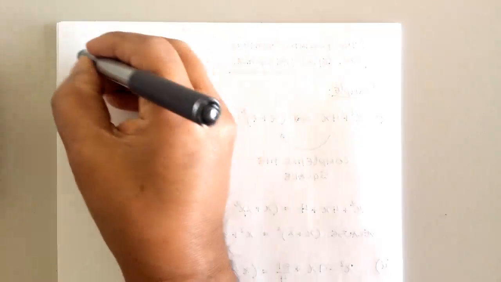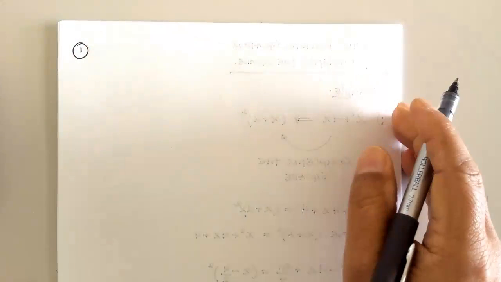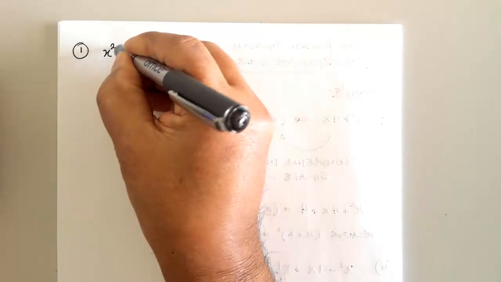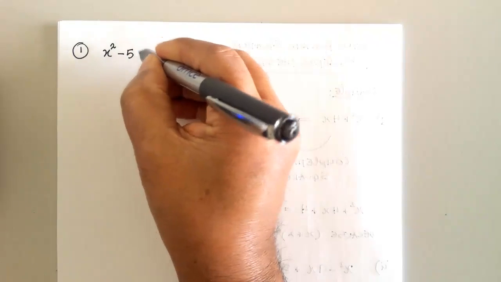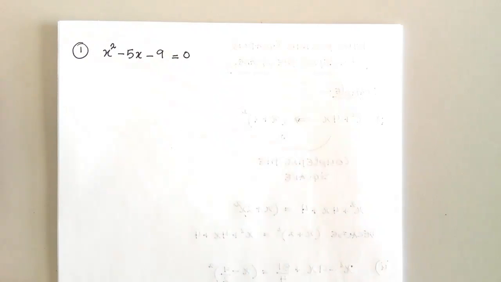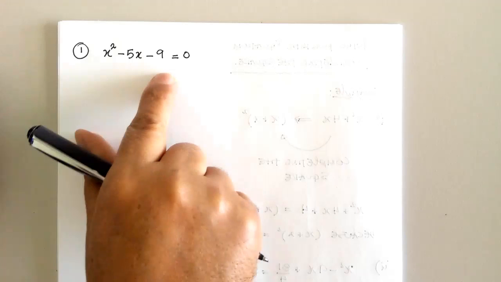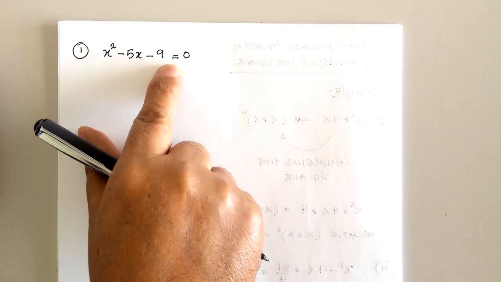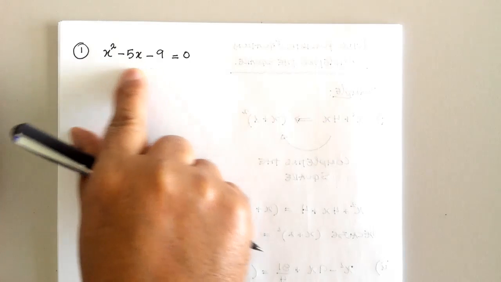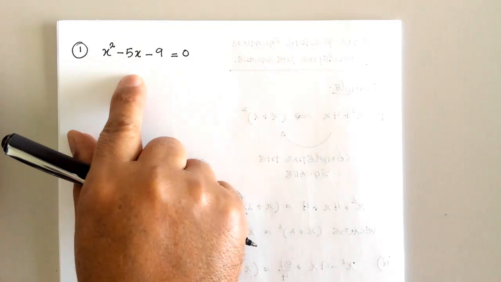Okay, so let's do this example. Let's say that we have this equation, x squared minus 5x minus 9 equals 0. In this equation, we cannot find two numbers that when you multiply them together equal -9, and when you add them together equal -5. So that means that we cannot do factorization as we did in the other video. So what we are going to do is this.